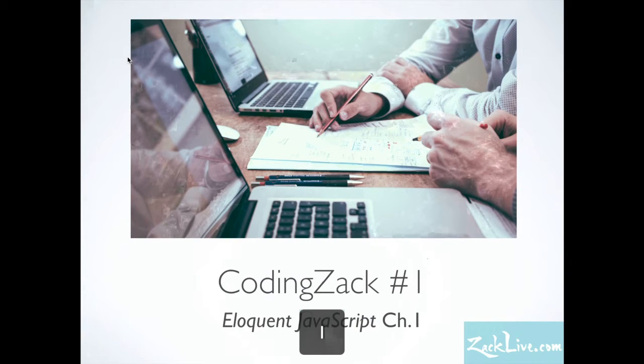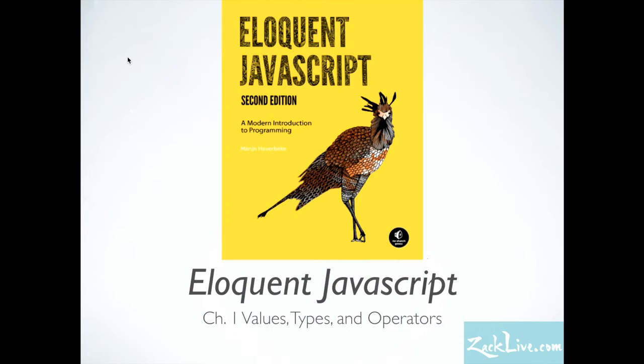The first book we are going to read is Eloquent JavaScript. This is one of the most famous JavaScript books. It's a great place to start your JavaScript journey. Today we will go through the first chapter. It's all about the basic concepts of programming, including values, types, and operators.